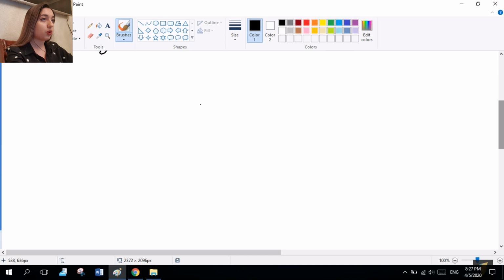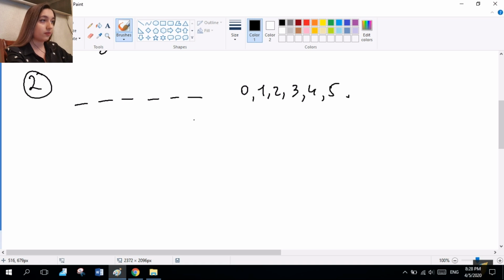So it was the first problem. Now let's do some more. For example, how many six-digit integer numbers can be formed from the first six digits if each digit can be used only once? So again, we have digits. We have to form a six-digit number, but now we have only the first six digits, which are 0, 1, 2, 3, 4, and 5. Now, we have to understand that a number cannot start with 0, so we only have a choice of 5 numbers in the first position. So it will be just 5 numbers here.